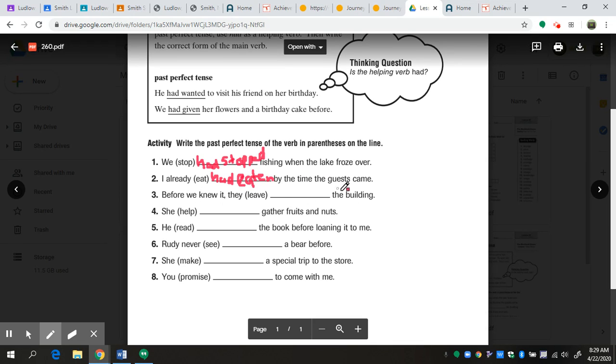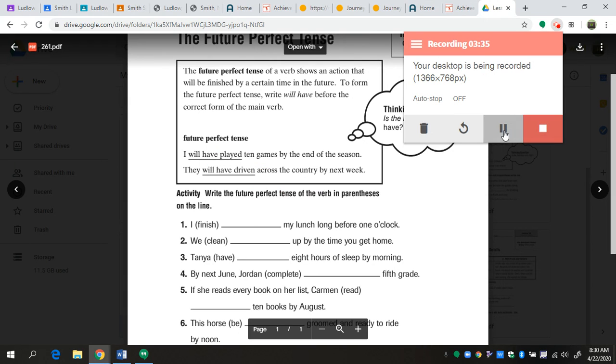And let's do one more before you guys do it independently. Before we knew it, they had, once again, we're always putting had for past perfect tense. And leave is left in the past tense. Okay, so before we knew it, they had left the building. Now we're going to look at the future perfect tense, which is not difficult either.